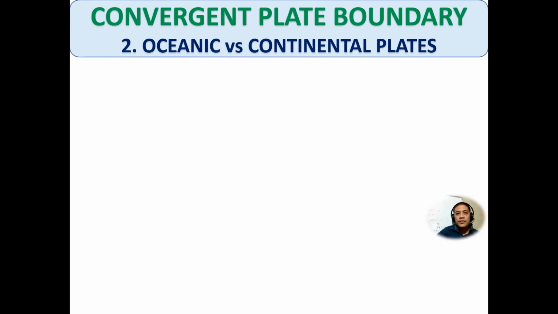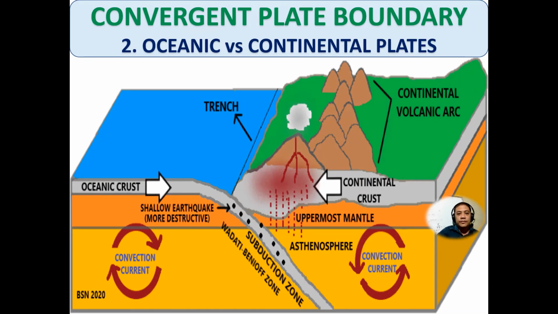The second type of convergent plate boundary is oceanic continental convergent plate boundary. At an oceanic continental convergent boundary, a subduction process will occur. Subduction is a term given to the sinking of one plate beneath another plate.